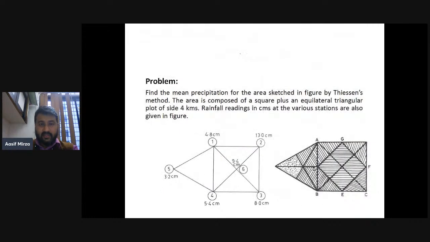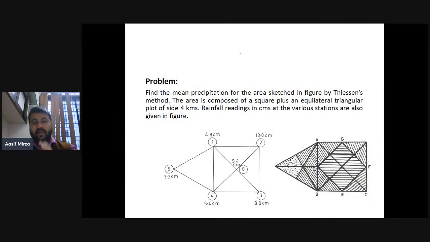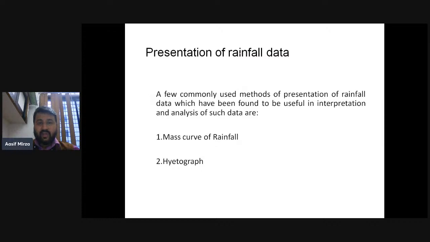Now, the last topic of today's lecture: we have to find out the mean precipitation for the area sketched in the figure by the Thyssen method. The area is composed of a square plus an equilateral triangular plot of side 4 kilometers. Rainfall readings in centimeter at the various stations are also given in the figure. So you have to calculate the average rainfall through the Thyssen method.